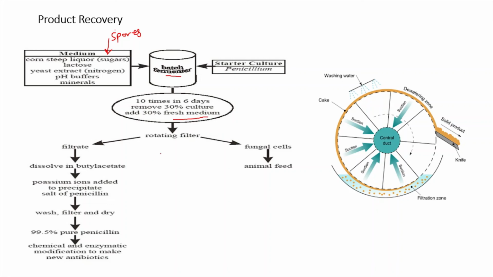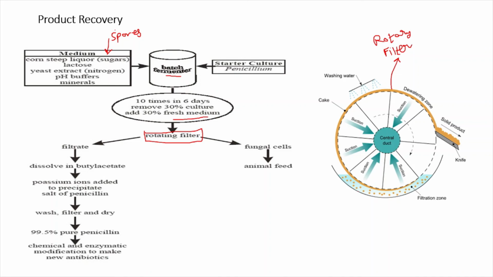Okay, so now you have to recover the penicillin, and you will recover the penicillin with this instrument called a rotating filter, or a rotary vacuum filter. On the right hand side, as you can see, this is what the rotary vacuum filter looks like. Because it rotates, it is called rotary. Vacuum means there is a function of suction here, that is why you have the name vacuum in it. And filter, because it performs filtration.